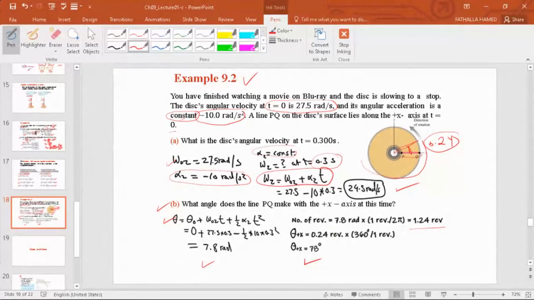So you have to be careful here. What you calculated is basically the theta that it goes through, but they ask you what angle does the line make with the positive x-axis. So if this number comes out exactly as 2 pi, then you will basically get 0. But you have to see how many revolutions, and then you look at the difference and multiply that by 360 degrees, and that will give you the angle relative to the positive x-axis. Is this clear?